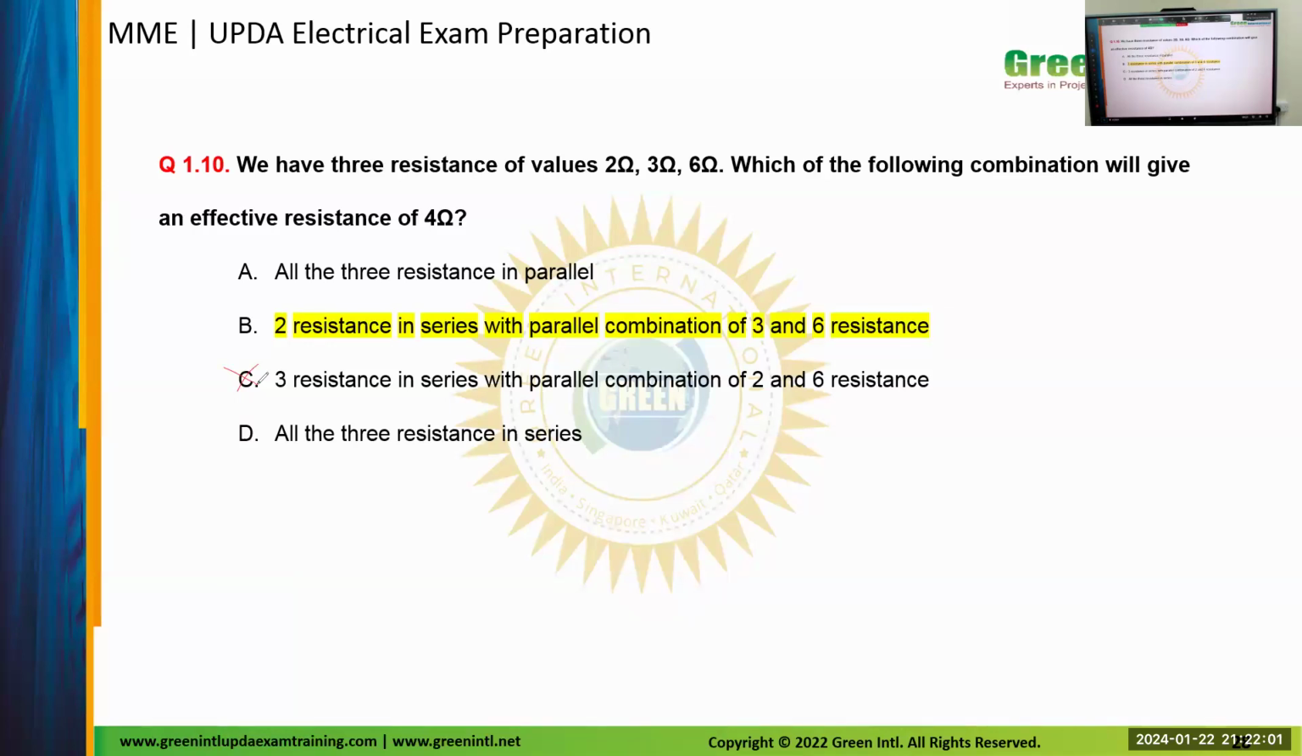At the same time, due to curiosity, because we can spend another few seconds, we confirm our answer. So 2 plus 3 into 6 divided by 3 plus 6. Because we are familiar with that drawing, without drawing the diagram we can write the equation. So 2 plus 18 by 9, which is equal to 4. Okay.